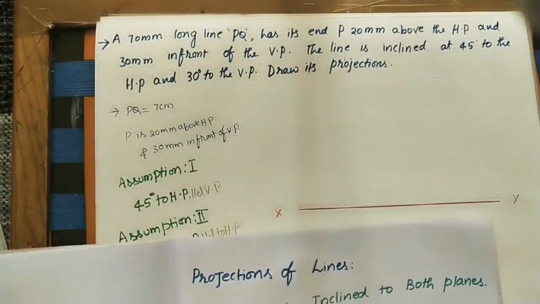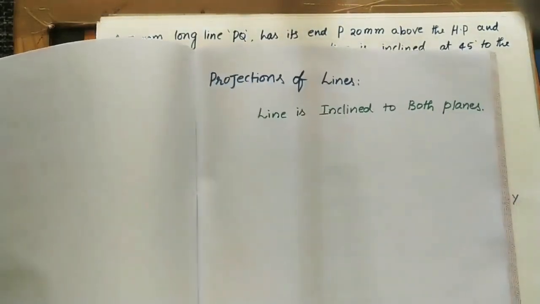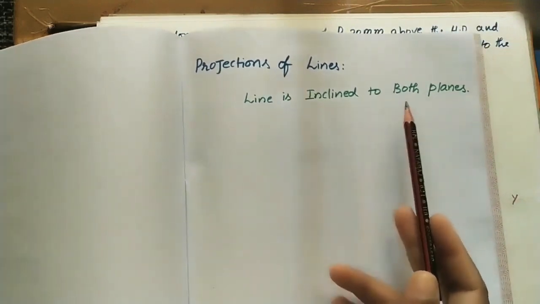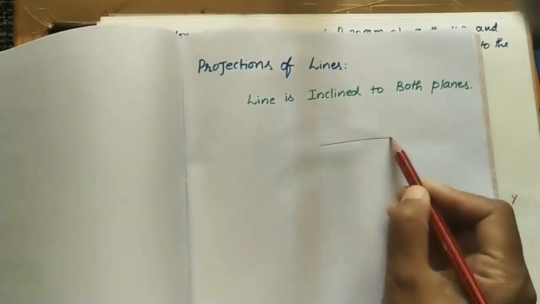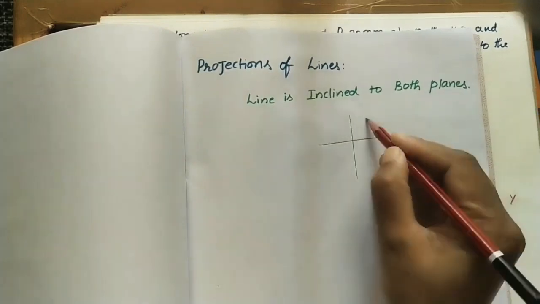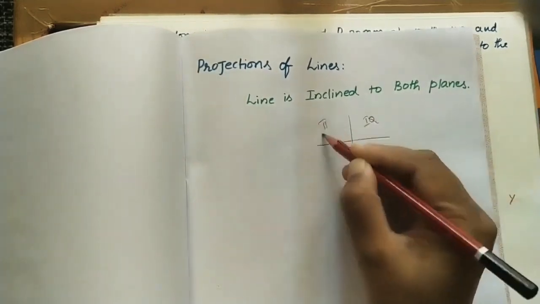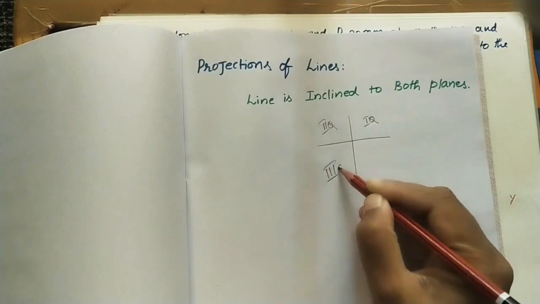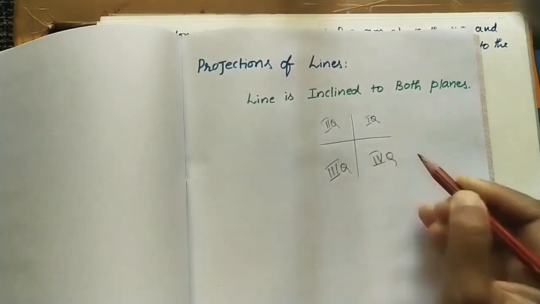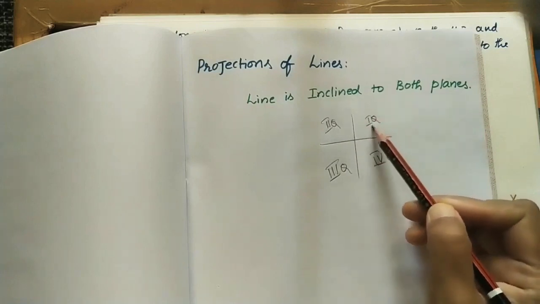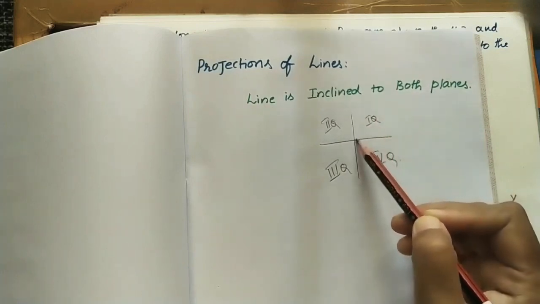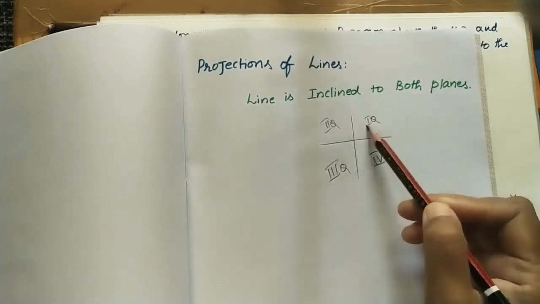Before taking this data, I want to explain the line position, how the line looks if it is making an angle with both the horizontal plane and the vertical plane. As we know, our line is in the first quadrant. If you take the graph, this is the first quadrant, this is the second, this is the third, this is the fourth. Whatever lines we take in these projections, we consider the line to be in the first quadrant. First quadrant means the line is above HP and in front of VP.